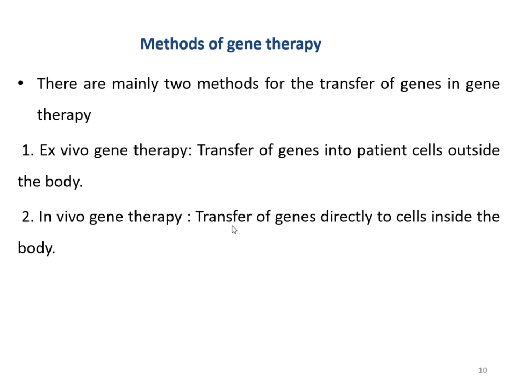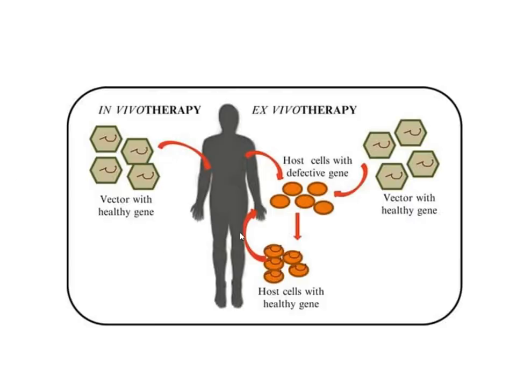So there are two types of methods in gene therapy, that is ex vivo gene therapy and in vivo gene therapy. The name itself says ex vivo means outside the body. The genes are transferred into the patient's cells outside the body. Then in vivo gene therapy means it transfers the genes directly into the cells inside the body. That is known as ex vivo gene therapy and in vivo gene therapy.